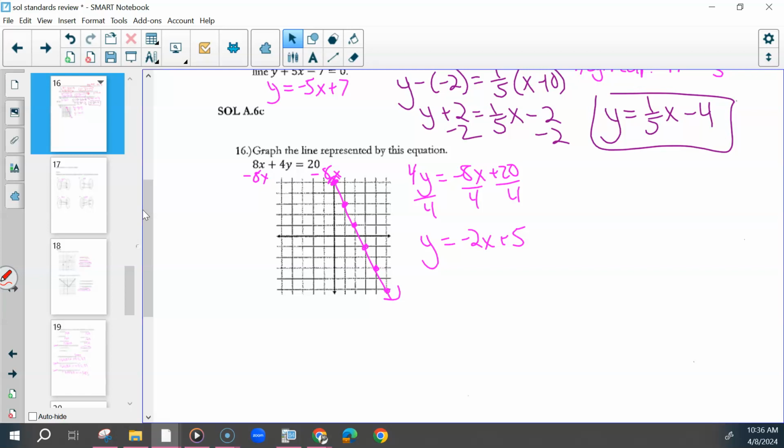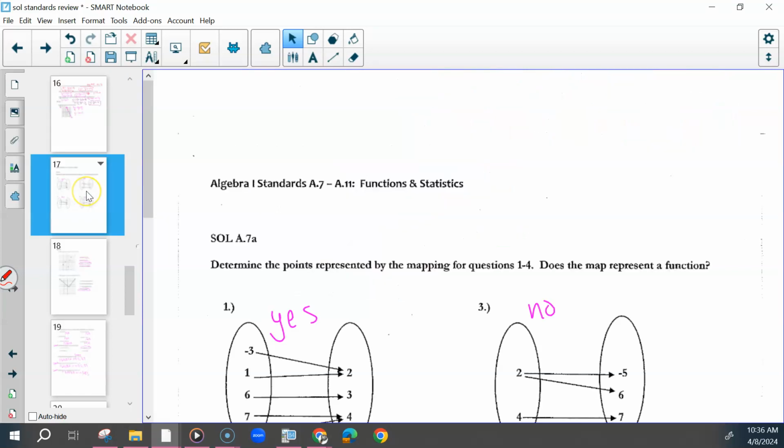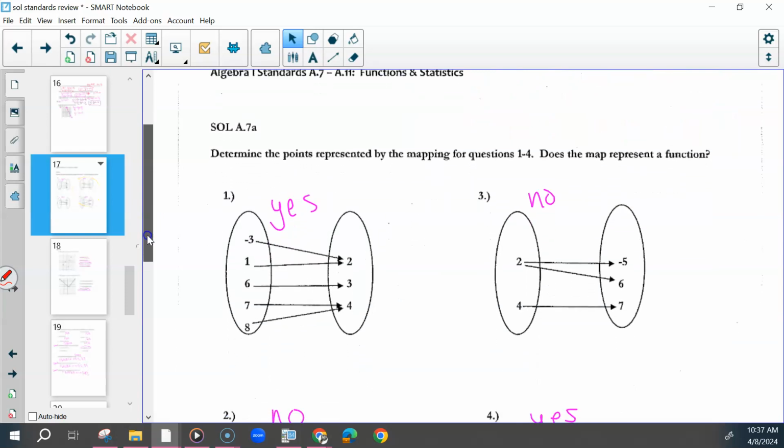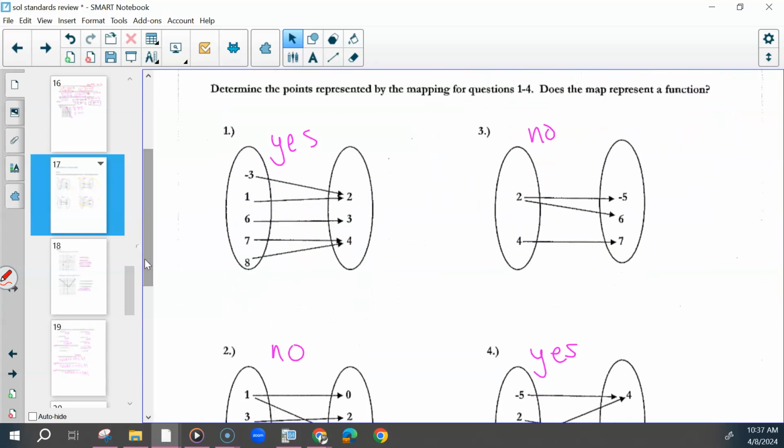The next 2 pages is not something we had talked about, but I wanted you to try it. You could have looked this up, got help from someone else, got help from me about this. I'll just briefly explain what this is, but later we'll talk more about this. You're looking for which of these represents a function. If each x goes to only one y, it's a function. If not, it's not. So 1 was a function, 3 was not, 2 was not, and 4 was.